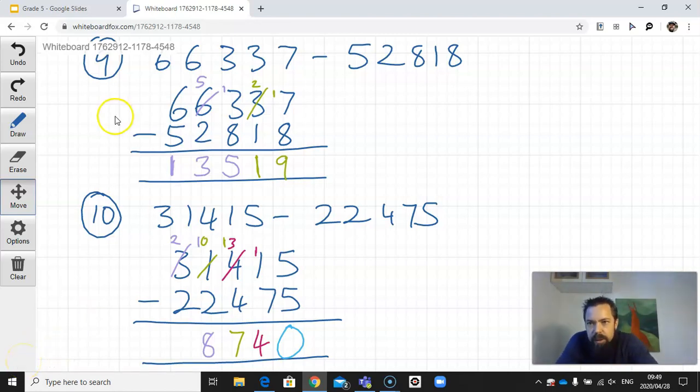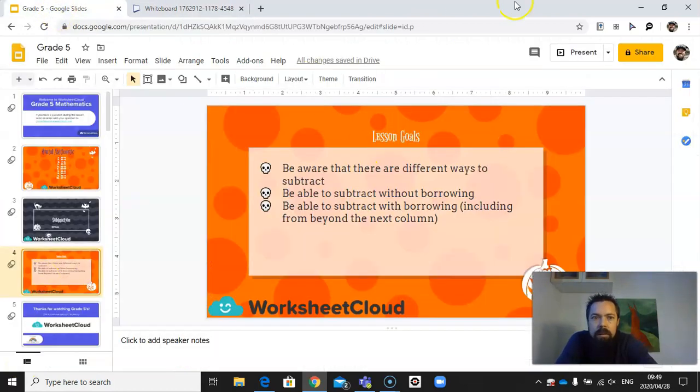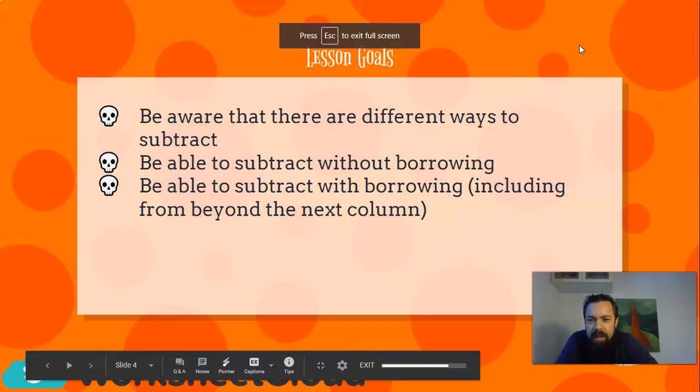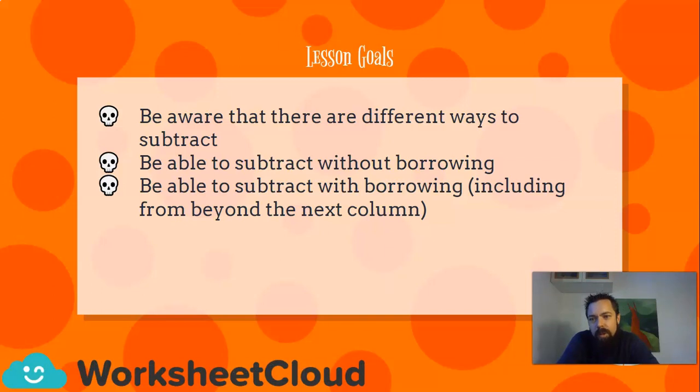That's all we have for today. So I hope that by now you are able to subtract without borrowing. You're able to subtract with borrowing, even if you have to go 2 doors down.